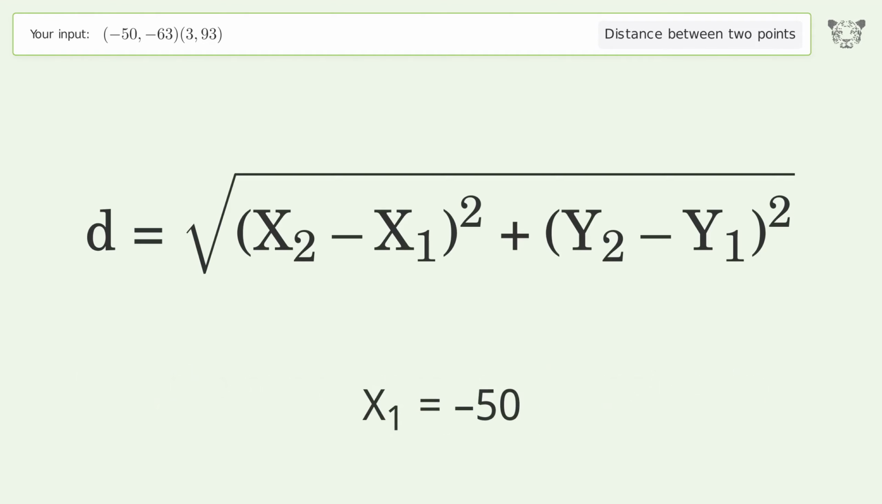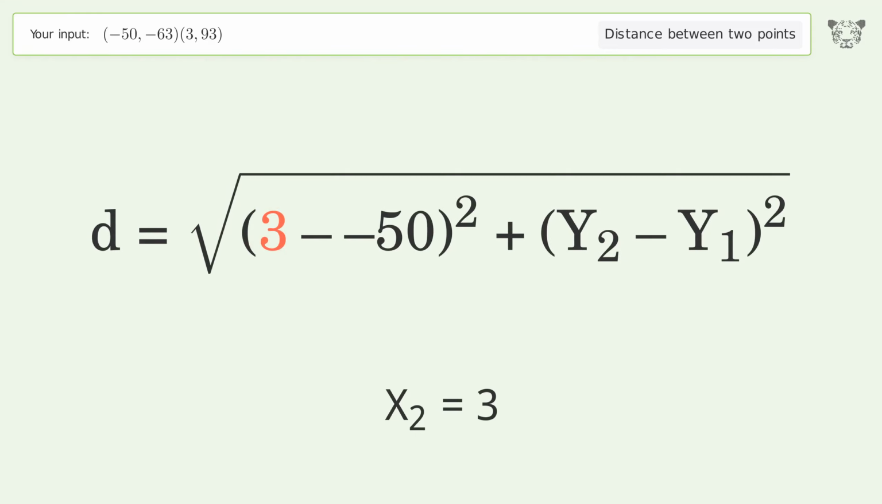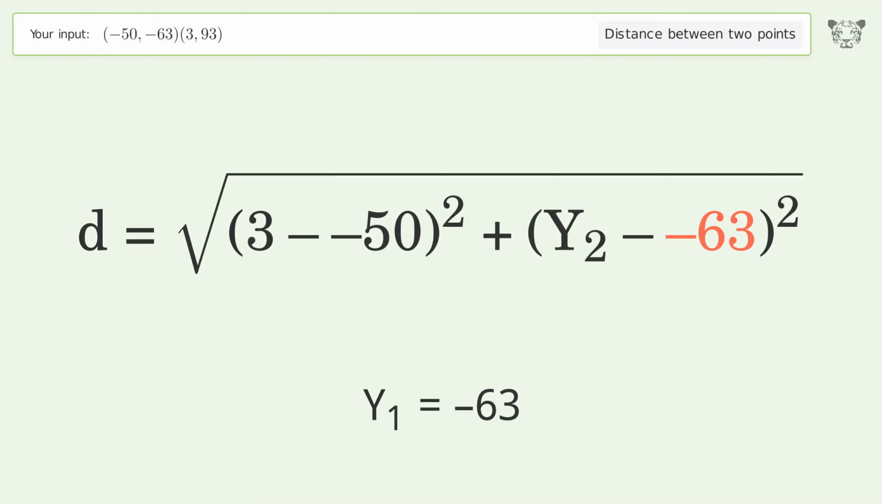x1 equals -50. x2 equals 3. y1 equals -63. y2 equals 93.